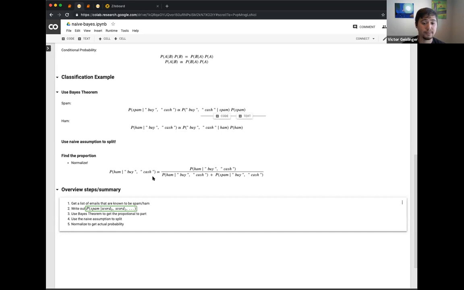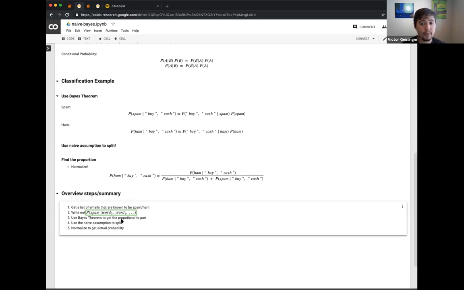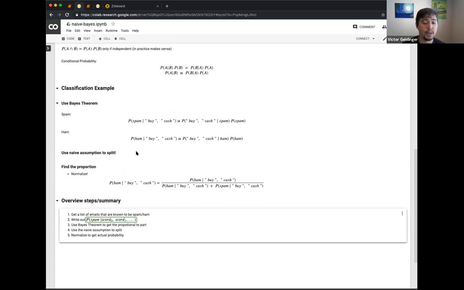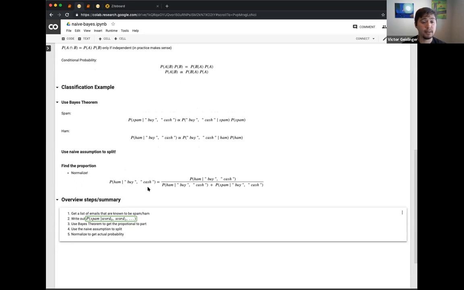So we get this part. And then we use a naive Bayes assumption to split it. And we actually use that independence part right here. So P(A), P(B), right? We can get those parts and split them up. And when we split them up that way, now we can say, ah, cool. I just need to look at the probability of it being ham, given that it has the words buy cash, or sorry.